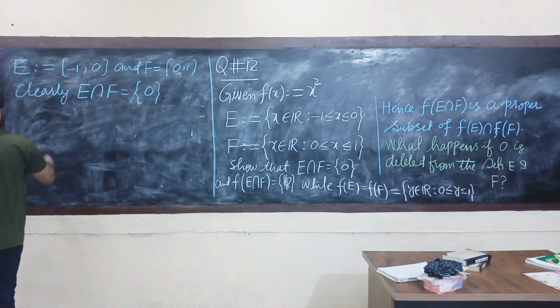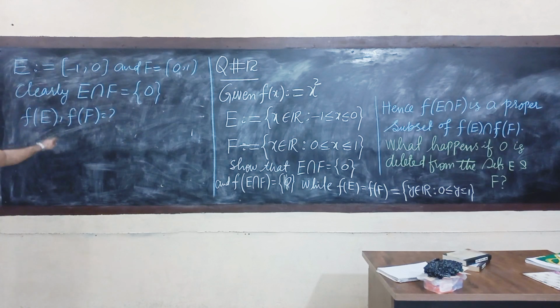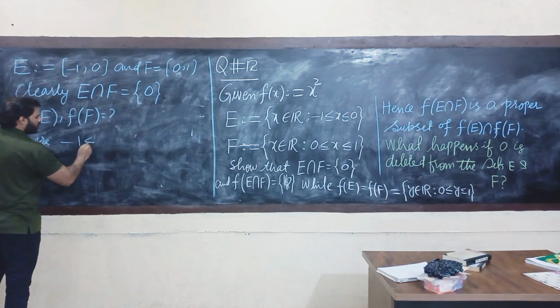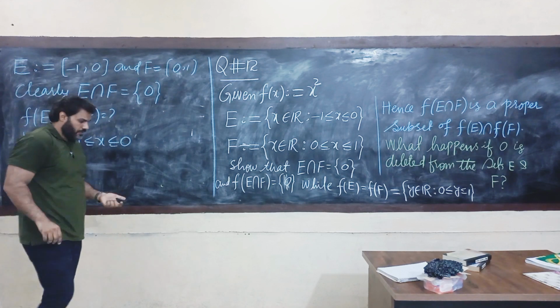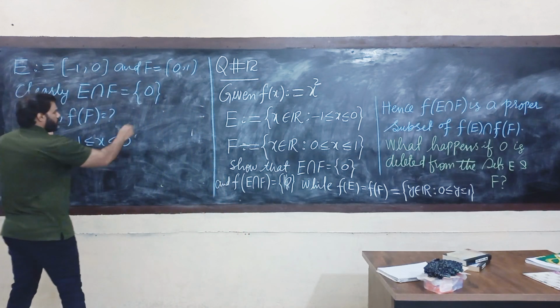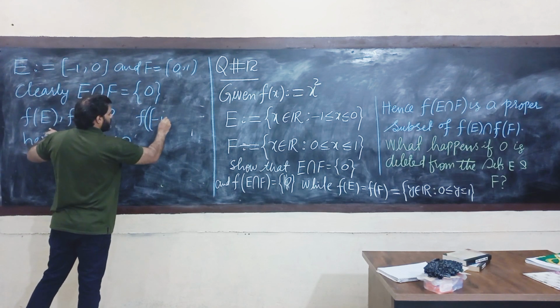Next we have to find f of E and f of F. That is the direct image of E and F under the mapping f. Let us first find f of E. Here in the closed interval E, our x lies between -1 less than or equal to x less than or equal to 0. These are the values of x. To find f of E means f of the closed interval -1 to 0.